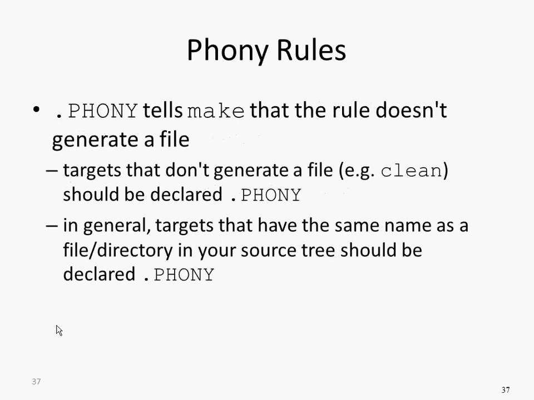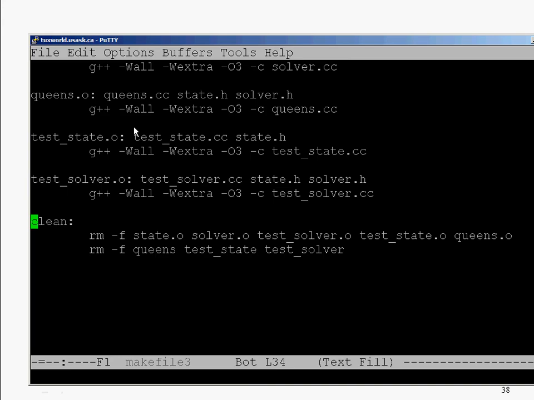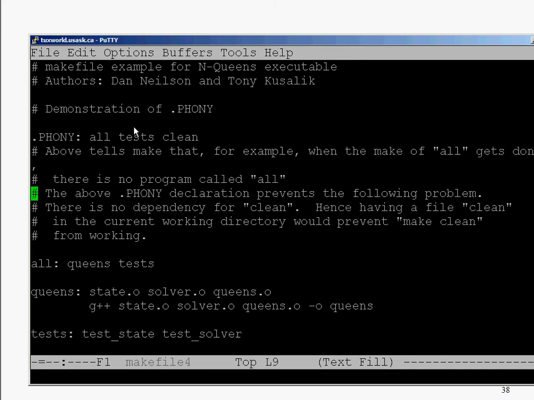So just to be clear, .PHONY tells make the rule doesn't actually generate a file. So it won't actually look. This is the key thing, folks. You can have a file called that, but it won't actually look to see if it's there. So let's take a look at Makefile 4, for example. Here we have a situation where we have a .PHONY, which is in here.